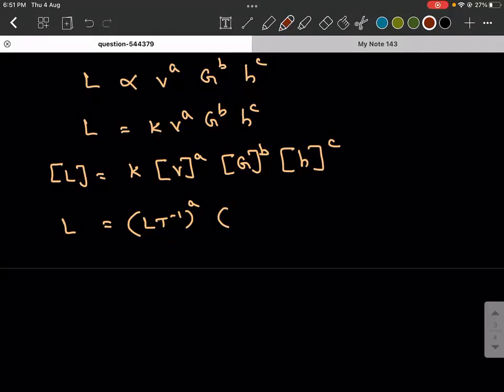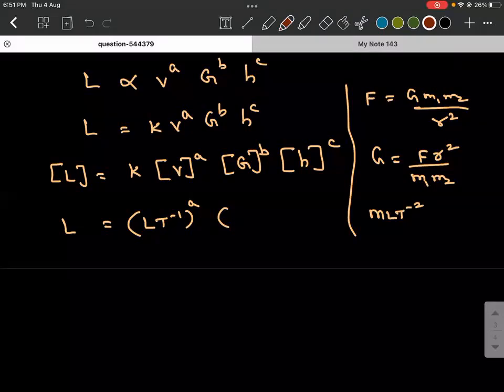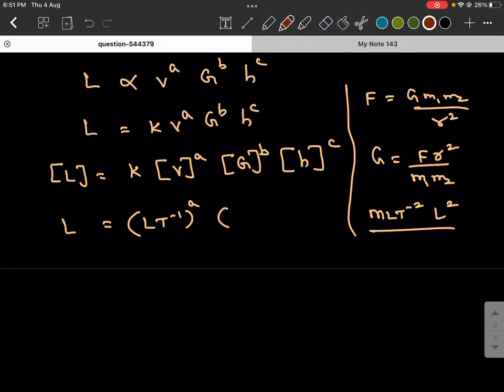Again, so how do you know that? I know it is tough, but did you see this kind of formula in your 9th standard? So G is equal to F into R square divided by M1 M2. So the dimensional formula of G is the dimensional formula of F, which is MLT minus 2, into the dimensional formula of R square, which is L square, divided by the dimensional formula of M1 M2, which is M square. This will get cancelled. M minus 1 L3 T minus 2.